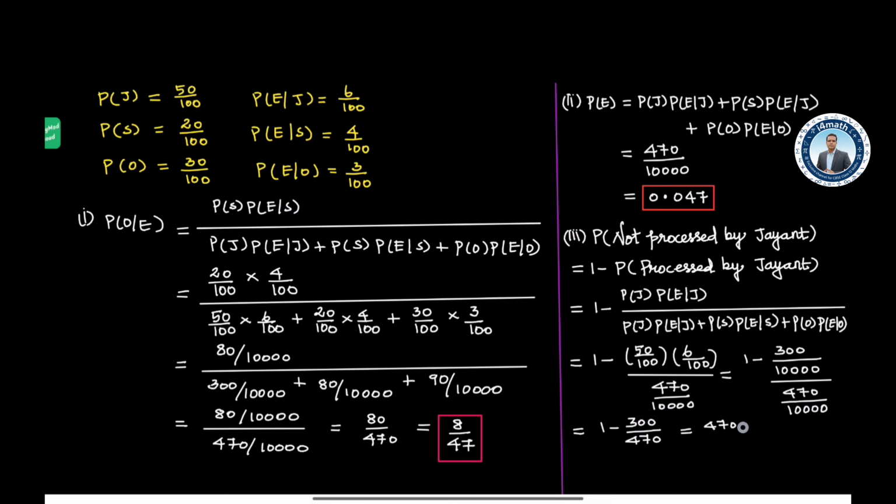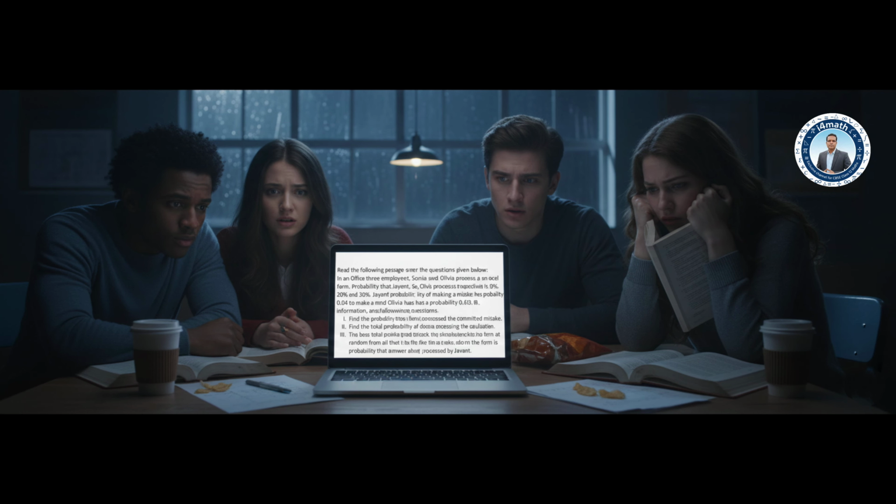Now we take the LCM. 470 minus 300 divided by 470. What is the value of 470 minus 300? That is 170. So 170 divided by 470, which is equal, cancel by 10, you will get the answer 17 divided by 47. See, a scary paragraph turned into three simple calculations.